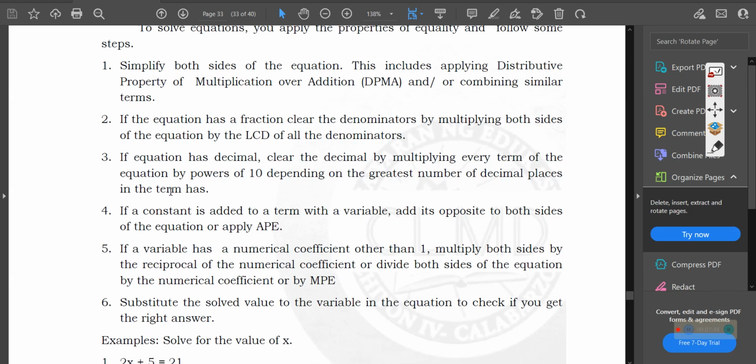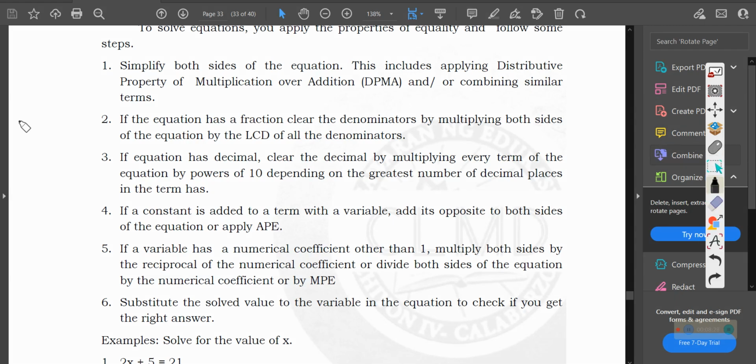Next is decimal naman. So, syempre, medyo hirap din sa decimal ang mga estudyante. So, para ma-clear natin yung decimal, we are going to multiply every term of the equation by powers of 10, depending on the greatest number of decimal places in the term. Okay? So, halimbawa ay 0.75x, yun po yung nandun sa equation natin. So, para po ma-clear natin yung 0.75 or maalis yung decimal point, i-multiply natin yung 0.75.